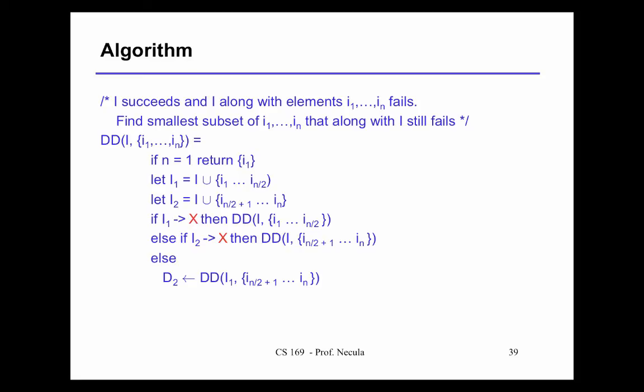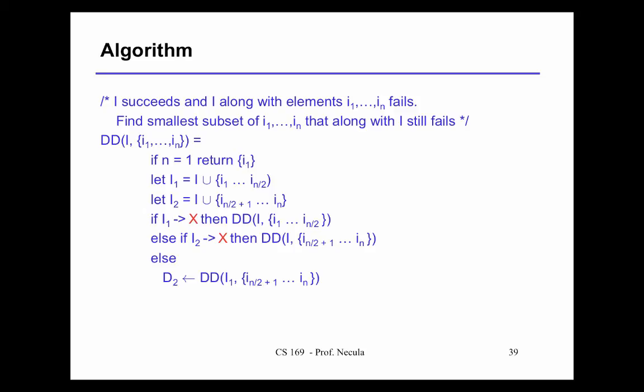and you call DD on all of these and this. You know that all together they fail because it's like before. You know that this succeeds because you verified that. And you need to find the smallest part of this. So you're recursing into the second half.